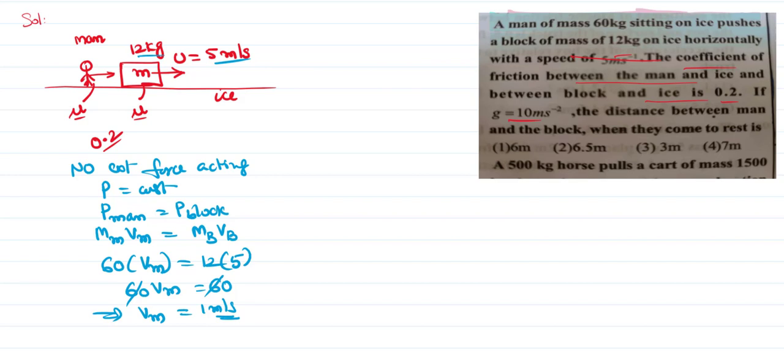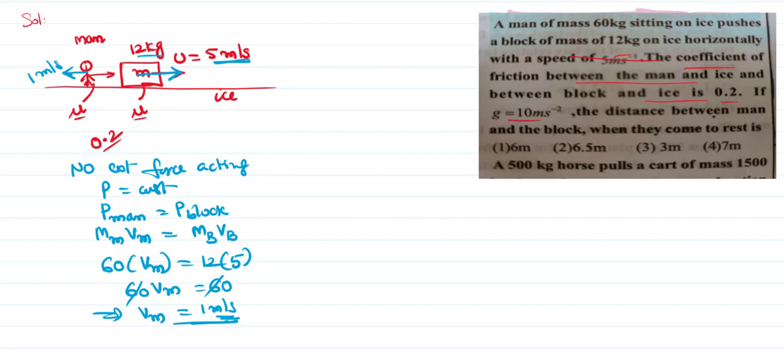So the first point before we go into the problem that we need to understand is, as the block moves forward with a velocity of 5 meter per second, man moves backward with a velocity of 1 meter per second. Because there is no external force, just to compensate the reaction, this man will move in a backward direction.